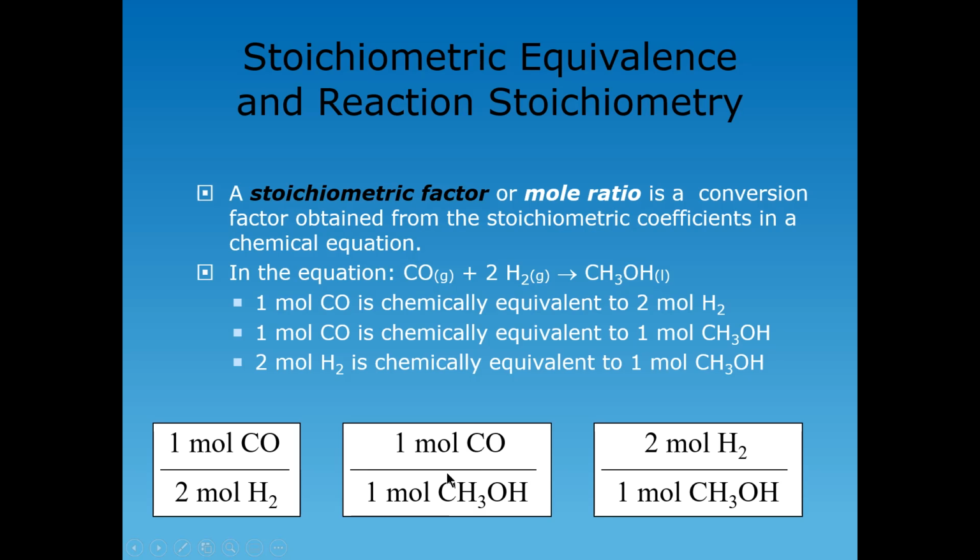Here we have a similar conversion factor, this time between carbon monoxide and methanol. Again, these numbers are obtained from the coefficients of those substances in the balanced equation. And the final one over here is describing the relationship between the hydrogen and the methanol, which is a 2 to 1 mole ratio, which is represented by this conversion factor. Again, these can be flipped to get the other alternative conversion factor. All right? So it's very important that you have a balanced equation to start off with so that you have the correct mole ratio, which would give you the correct conversion factor.